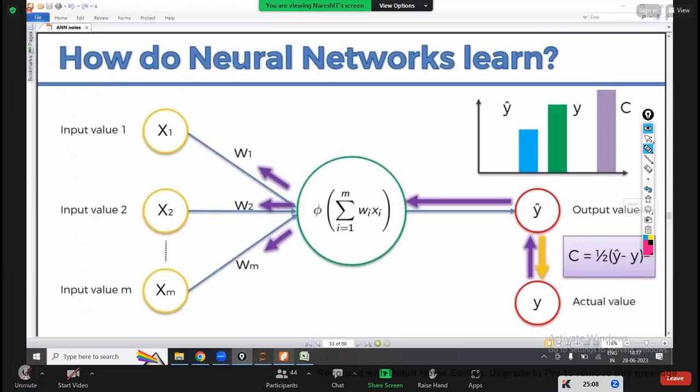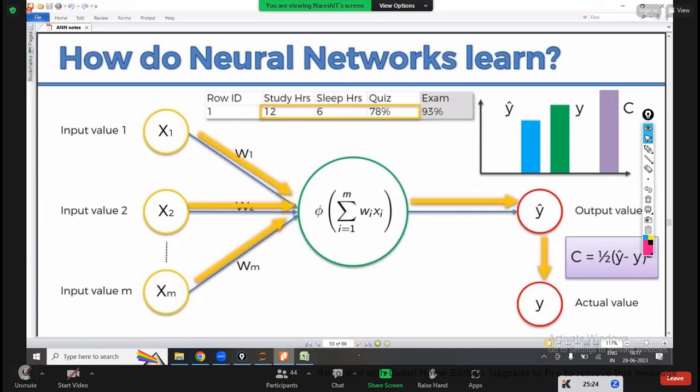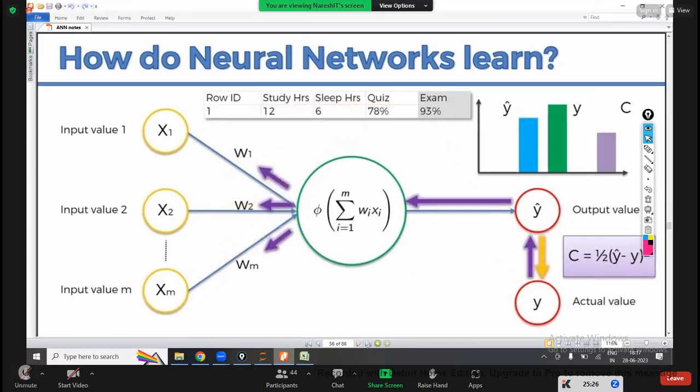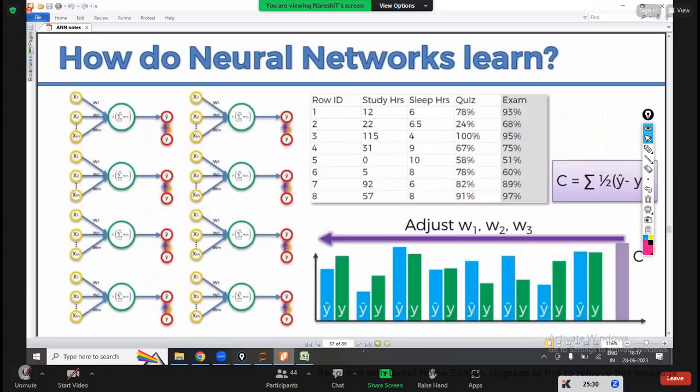Now here, what happens? First, it is going to calculate the y hat followed by y, and from that, it is going to calculate the error. Now this error is coming back and it is adjusting the weights. Every time it will come back and adjust the weights. It adjusts the weights in such a way that your loss cost function should be minimum. This point is important.